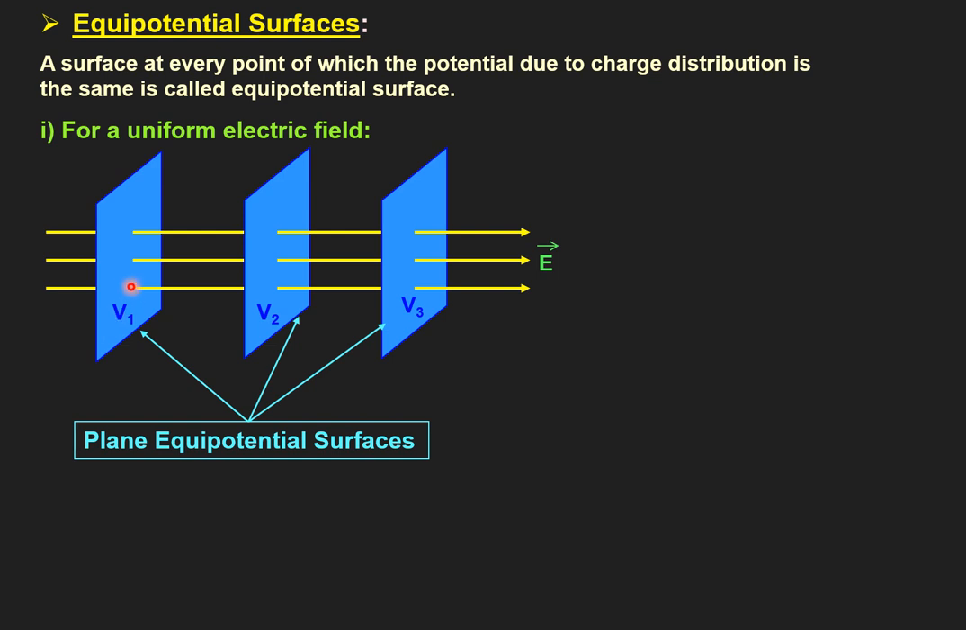The idea is that if you take any point on this surface, the electric potential value at each point due to this given uniform field will be the same. In the same way, the next surface I can draw somewhere here. Again, every point lying on this second surface will also have the same potential value. Similarly here, all these three are separate equipotential surfaces. So due to a uniform electric field, what type of surface do we have?